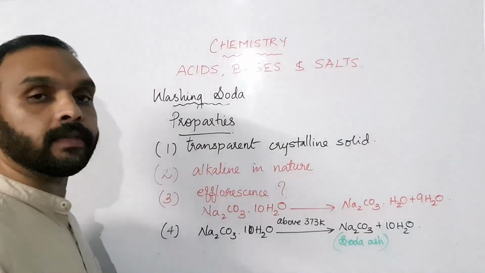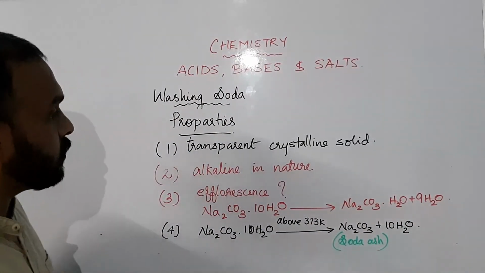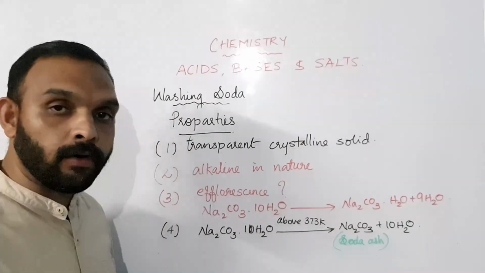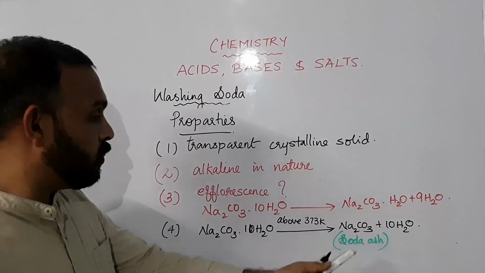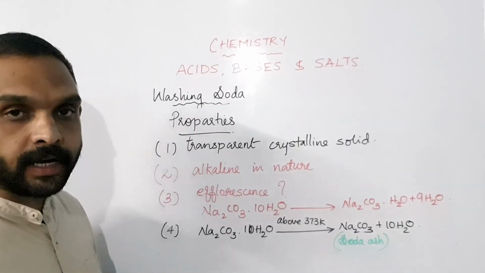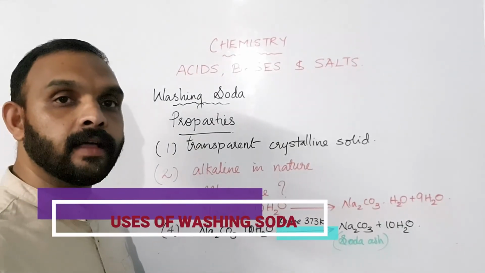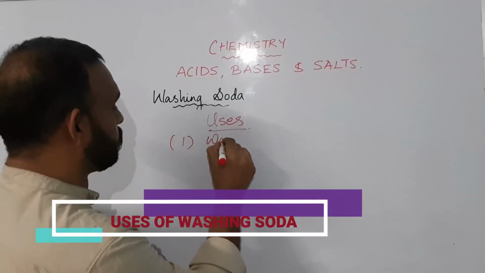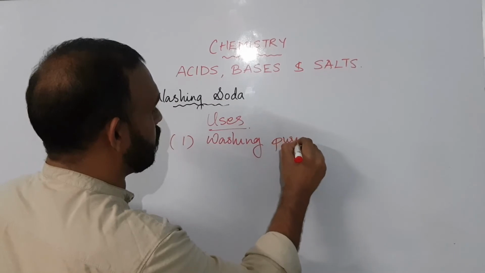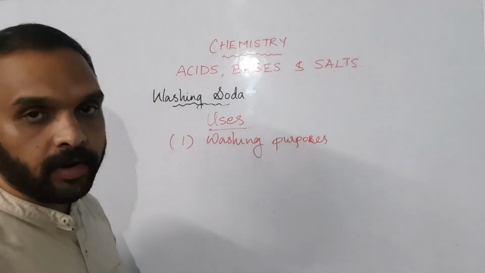Okay, this is known as soda ash. So these are the properties of washing soda: transparent crystalline solid, alkaline in nature, efflorescent, and it will lose all its molecules of water of crystallization when it is heated above 373 Kelvin. So now let us see the uses. The first use is that it is used for washing purposes in laundry.